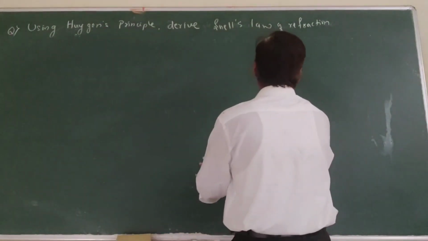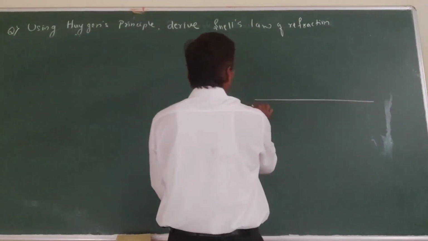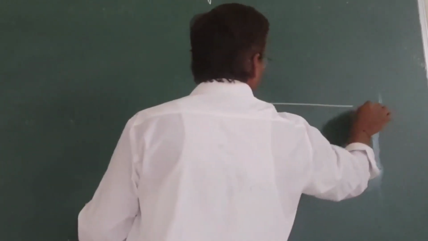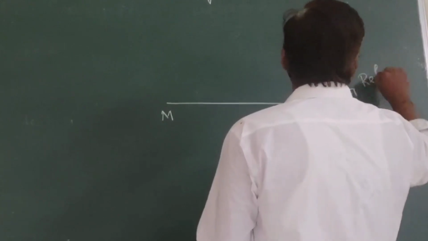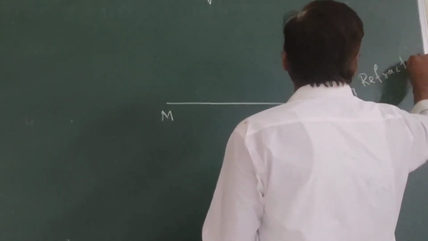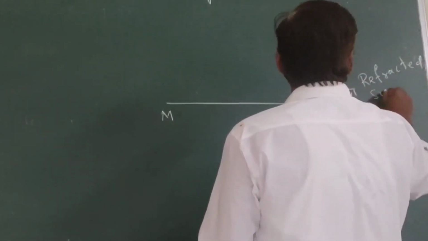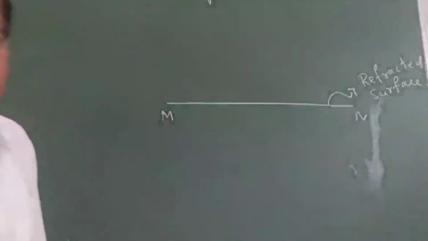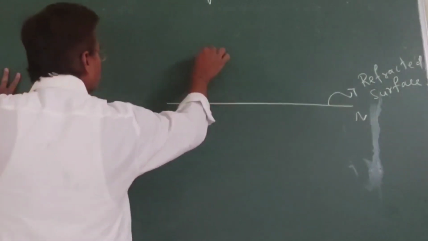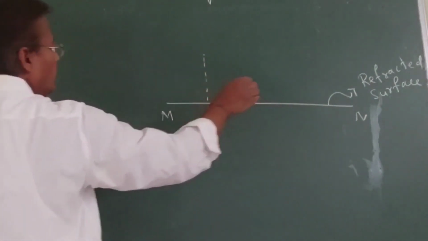See, this is the one. MN is the refracted surface. This is what we are going to call the refracting surface. This is the normal to the incidence.